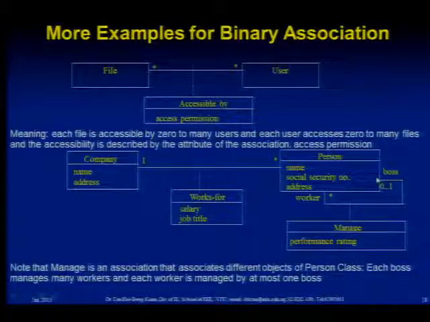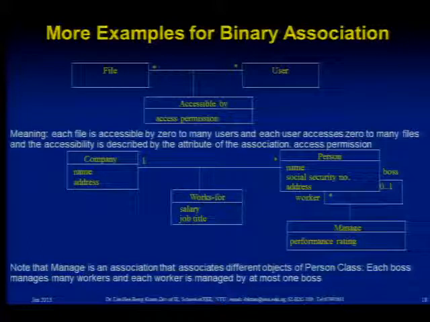That means each person manages 0 to many staff workers. This is also correct because a person in a company may manage a number of people, or may not manage anybody if it's a junior staff. A junior staff will not manage anybody, so manage 0. Senior managers may manage a lot of staff.